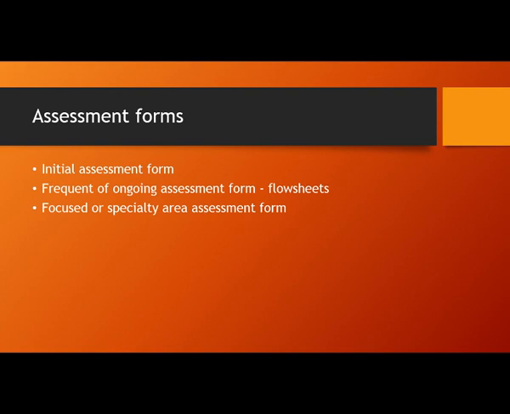There are various types of assessment forms. One is the initial assessment form, and that's the one you fill out when the person first comes in. Frequent and ongoing assessment forms: you'll have a less comprehensive form for each shift, at the beginning of each shift, and you'll also have flow sheets where you'll put in things like vital signs, intake and output, weights, those kinds of things. And you may have a focused or specialty area assessment form as well.